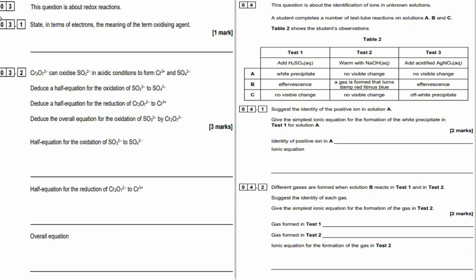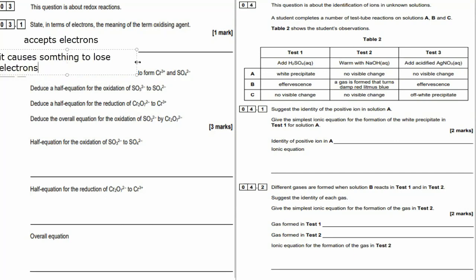Right, the question is about redox reactions. This is question 3. State in terms of electrons the meaning of the term oxidizing agent. Now, oxidation is loss of electrons and reduction is gain. You might remember OIL RIG is a good way of remembering that. Oxidizing agents accept electrons. They get reduced themselves, so they gain electrons. But of course, they cause something else to be oxidized. They cause something else to lose electrons. That's why they're called oxidizing agents.